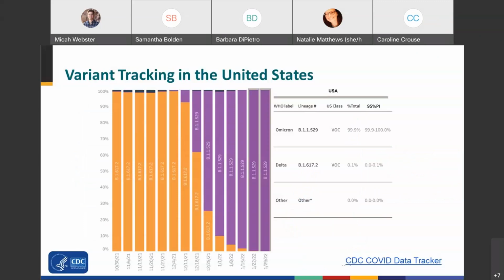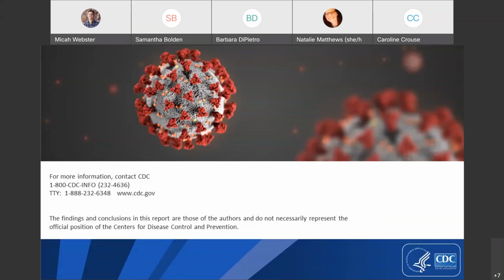I just want to show that we pretty much are seeing only Omicron cases right now. It's kind of hard to see, but about 99.9% to 100% of all cases in the US right now that do go up to sequencing are coming back with the Omicron variant. So we're keeping an eye on variant proportions. I know there have been some questions about, is it all Omicron, is it not? And it looks like right now pretty much everything is Omicron. Next slide, please. And that's all from me.